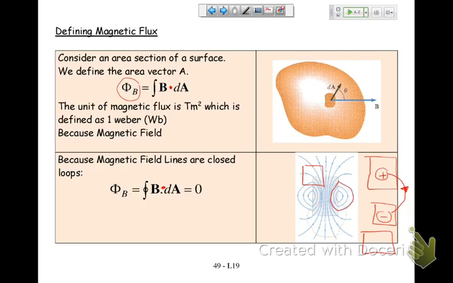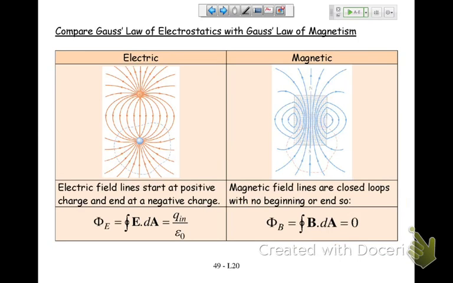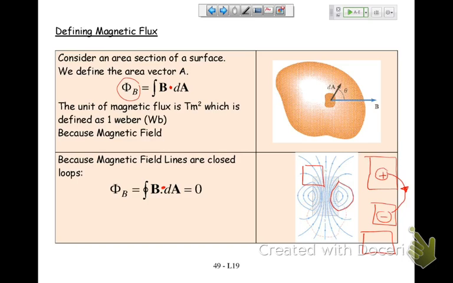So we say, consider an area section of a surface. We define an area vector just like before. And we say, okay, there's a magnetic field permeating this region. What's the flux? Well, the flux would be equal to the integral of B dot dA. The unit of magnetic flux is the Tesla meter squared. That makes sense: B times area, which is sometimes known as the Weber. Because the magnetic field lines are closed loops, then guess what? The flux is always zero. The magnetic flux is going to be zero.